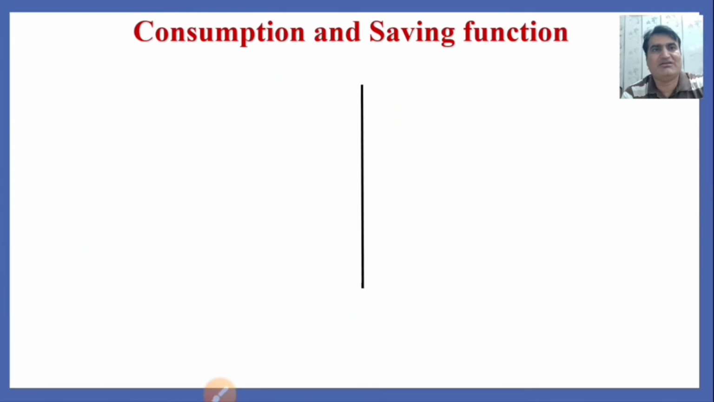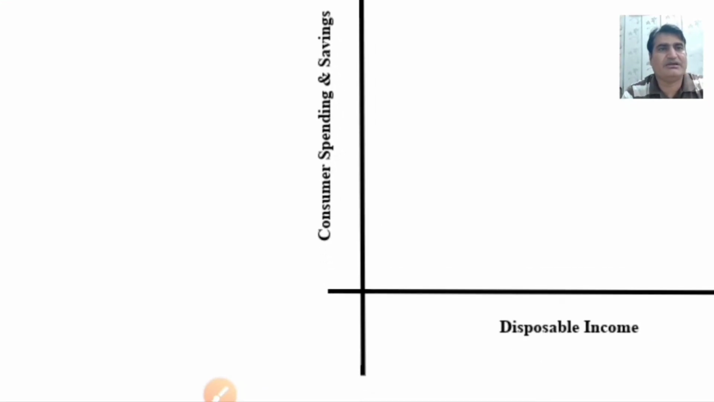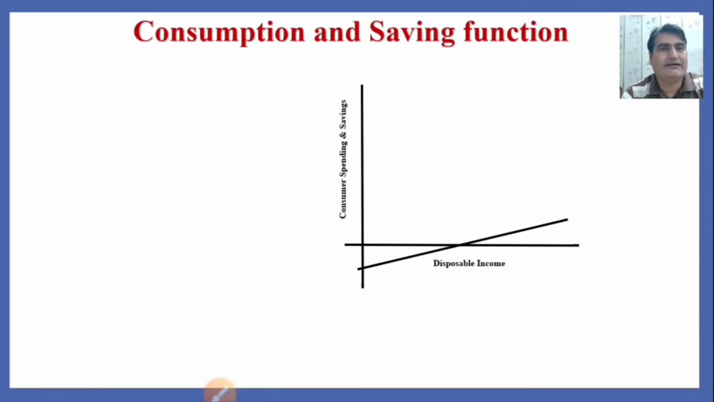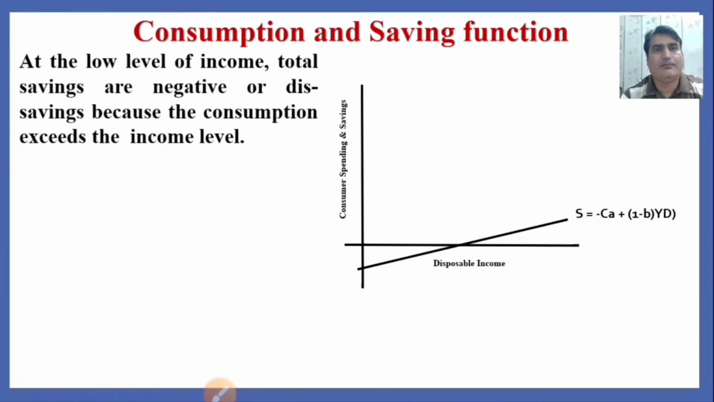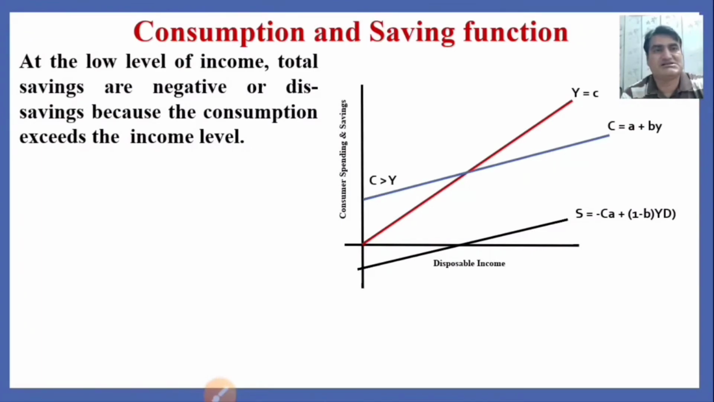So what are the consumption and saving functions? Consumer spending and saving have been measured on the y-axis and disposable income on the x-axis, and this is the S saving function: -CA + (1 - β)YD. At a low level of income, total savings are negative, or dis-savings, because consumption exceeds the income level. Here you can see this is the line where income equals consumption. This is the consumption. At this point, consumption is greater than income. At point E, income and consumption are equal, where savings are 0.